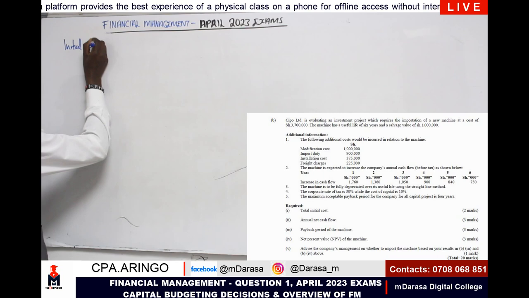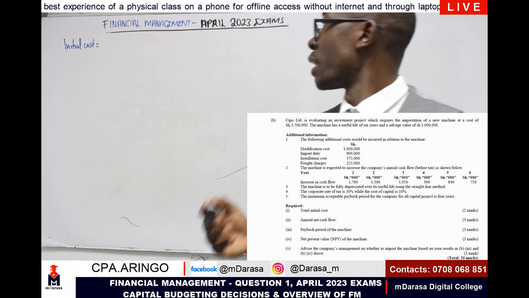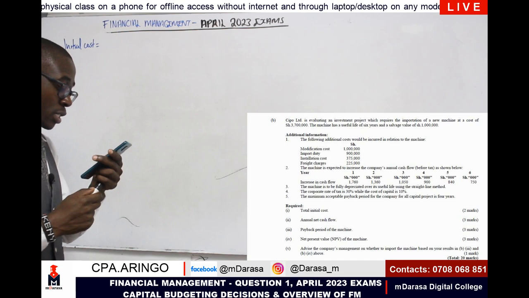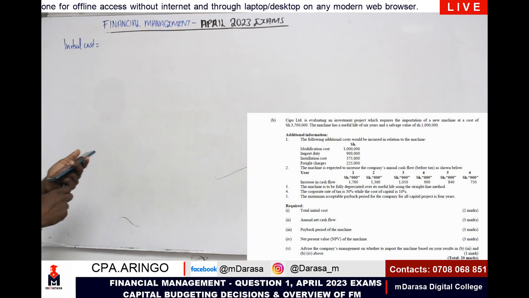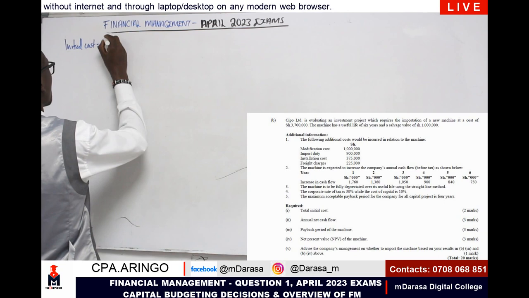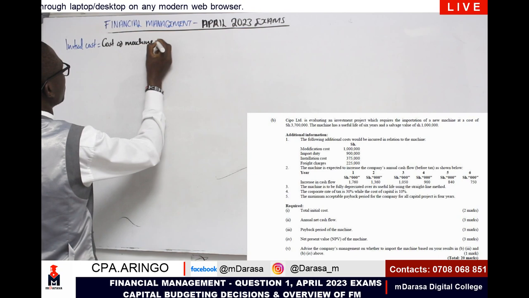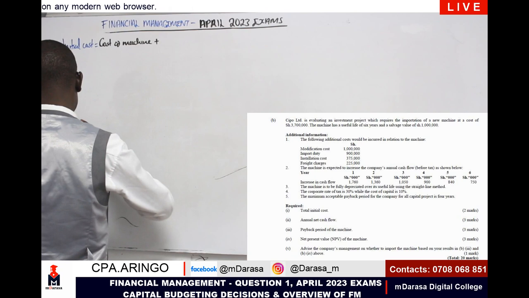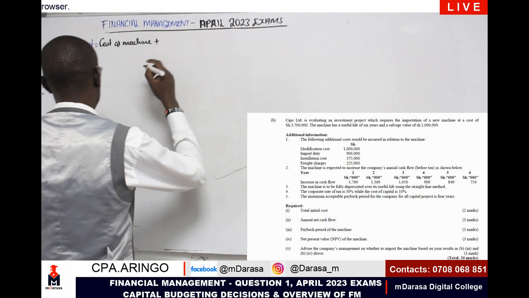Based on what you are given, how will you achieve our initial cost? That will be very simple, my good students, because I'm having the cost of this project, or rather the cost of the machine. So literally, we are talking of basically the cost of the machine to be our number one. We are going to add these other incidental costs that we incur, such as what I was given there. I can see I'm having a modification cost. So I'm going to add here modification cost.